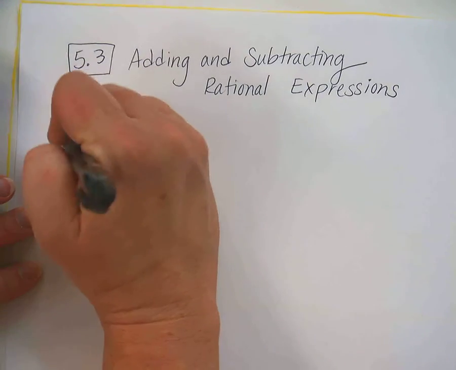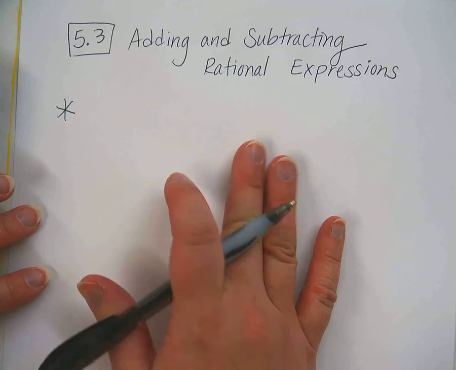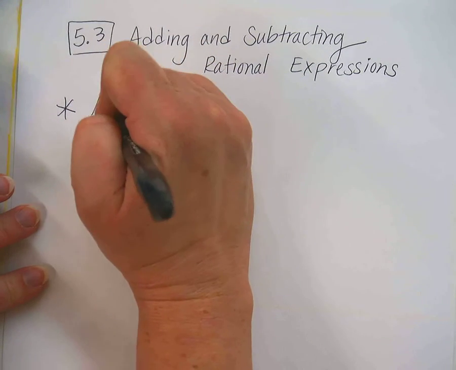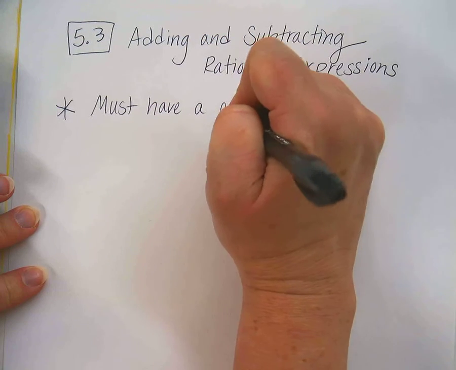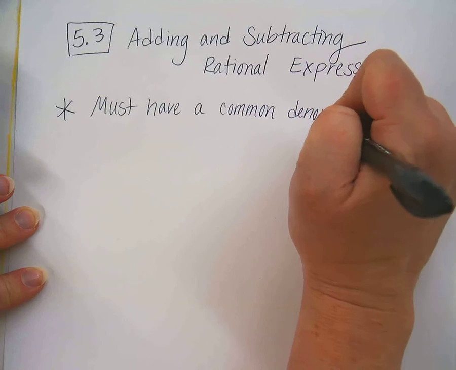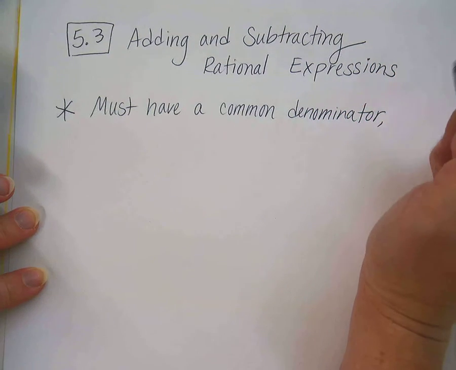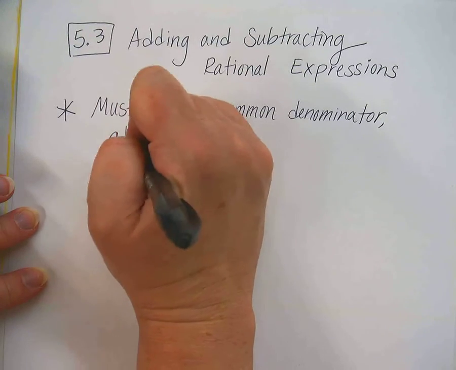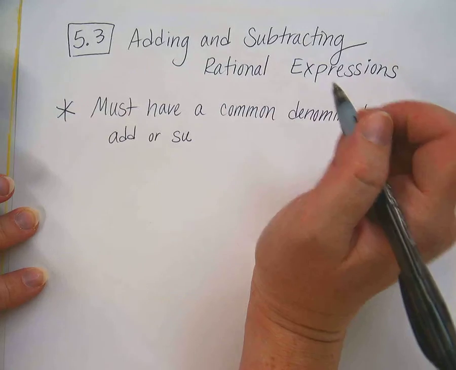But the main thing you do when you add and subtract fractions or rational expressions is that you must have a common denominator. And then once you have a common denominator, you can add or subtract the numerators as it tells you to do.